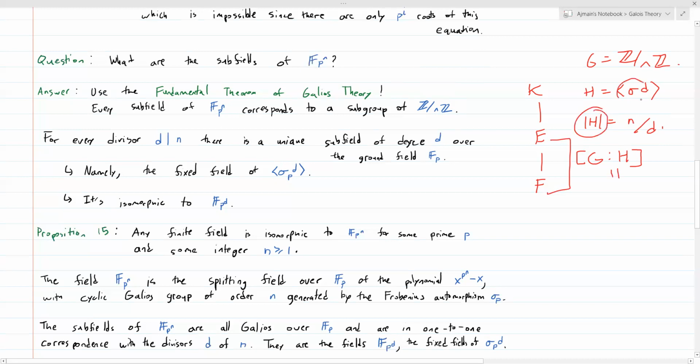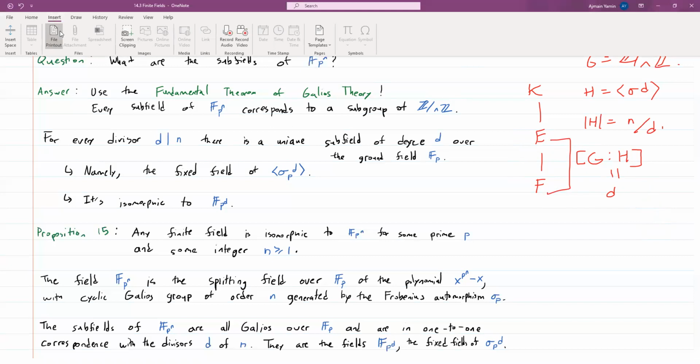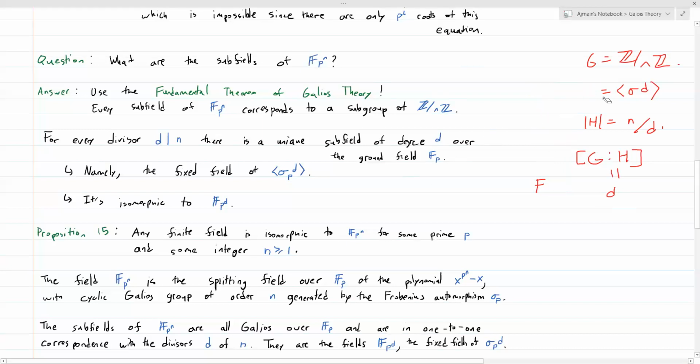How do you get to the identity using this generator? You have to raise sigma to the d to the n over d, and then you'll get sigma to the n, which is the identity, right? So the order of the subgroup is n over d, and therefore the index of the subgroup is just d. So the index of the subgroup is d, and therefore the degree of this sub-extension is d. Okay, so I just needed to clarify that. Okay, so now that makes sense.